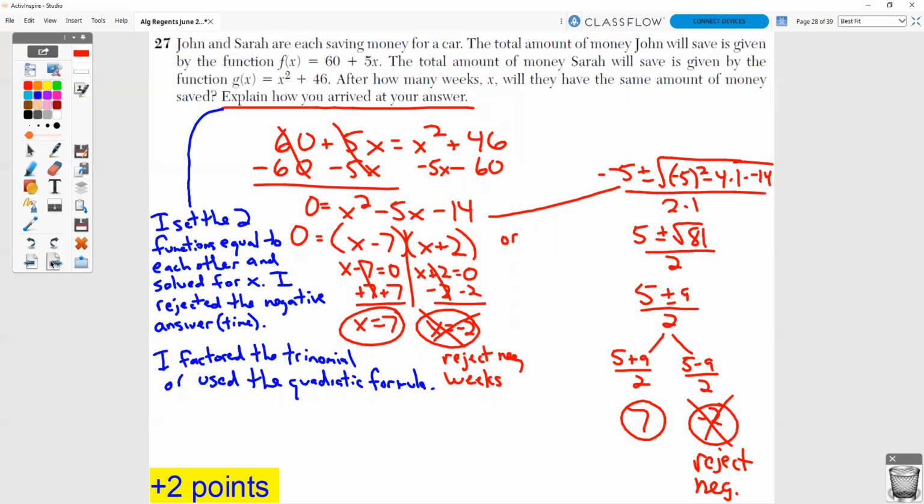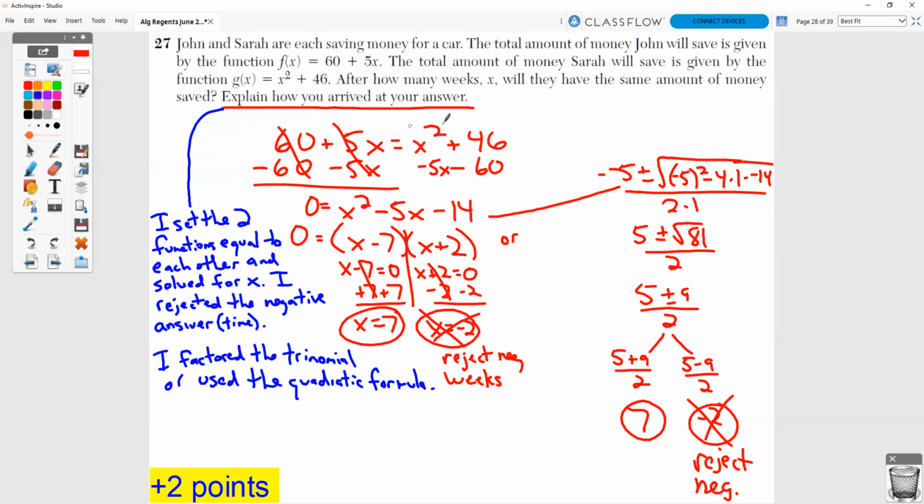In question number 27, John and Sarah are saving money for a car. The total amount of money John will save is given by the function f of x equals 60 plus 5x. Sarah's equation is x squared plus 46. After how many weeks x will they have the same amount of money? Having the same amount, that's when you want to know where they are equal to each other. And it does say explain how you arrived at your answer.